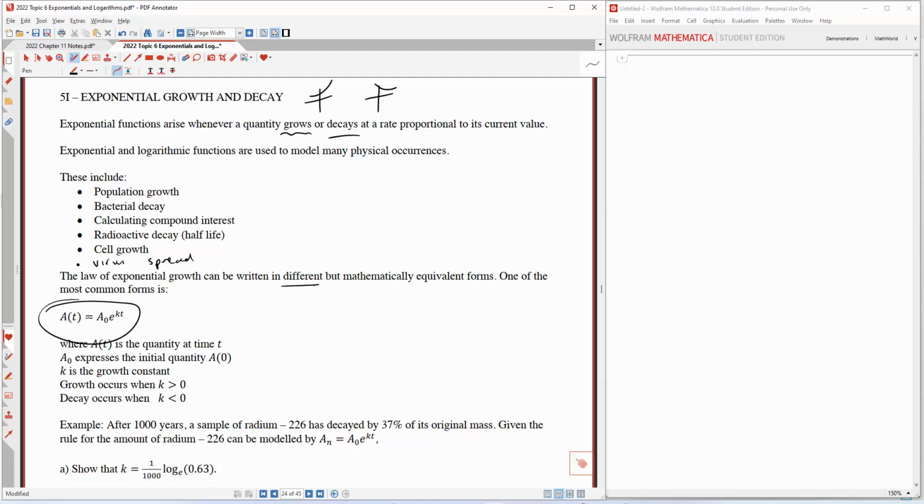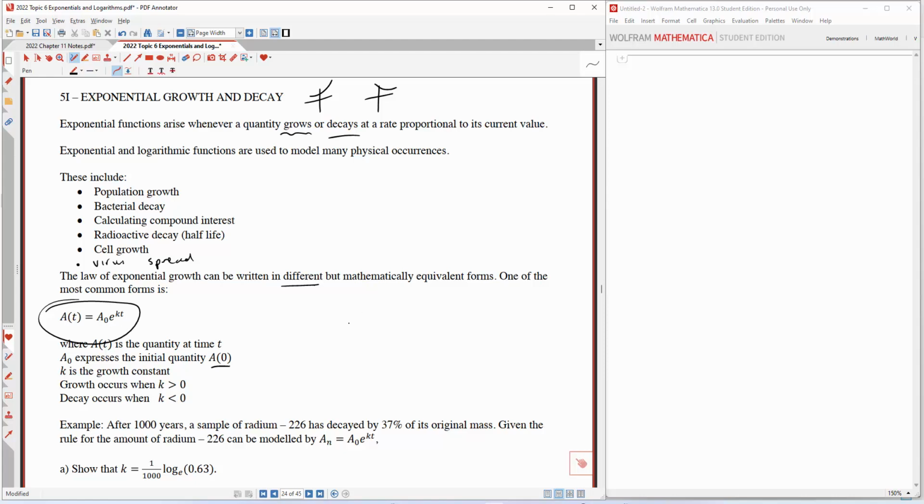A of t equals A naught e to the kt. So A of t is the quantity at time t, A0 expresses the initial quantity, and k is the growth constant. Now, we get exponential growth when this k value is larger than 0, and exponential decay when k is less than 0.